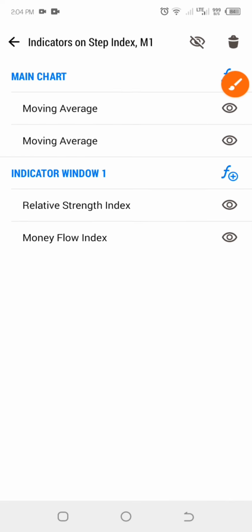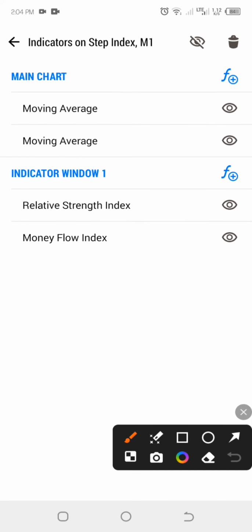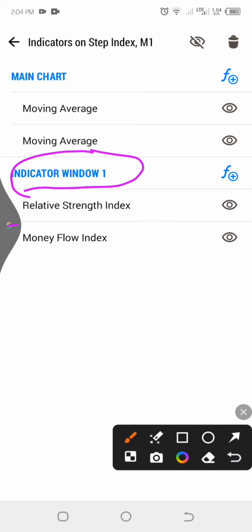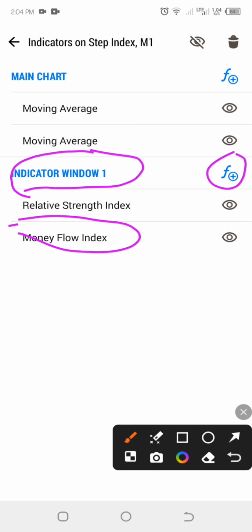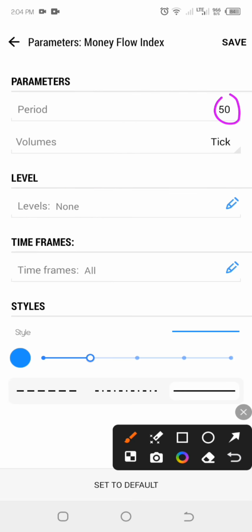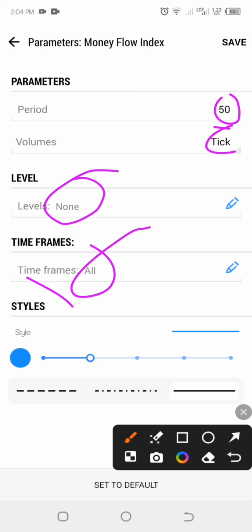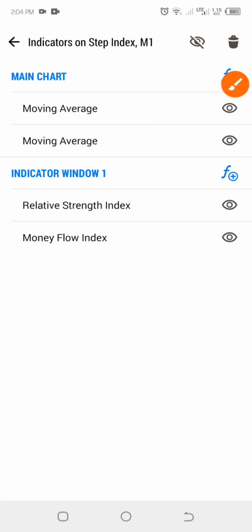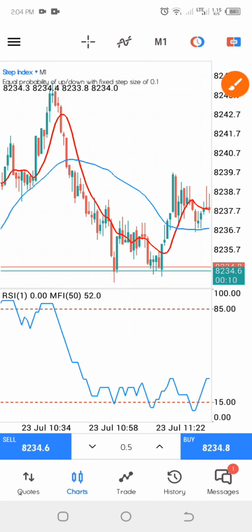Now as you have the RSI up, it's automatically going to be in your indicator window 1. The next indicator we are going to be adding, which is the last indicator, is the money flow index. So click on this F icon, search for money flow, and these are the properties. The period is 50, volume is tick, and levels are none, on the 30 minute time frame. For the style, use any color of your choice and click on save. Then you have all the settings you need for this strategy. Okay, so that is the settings.